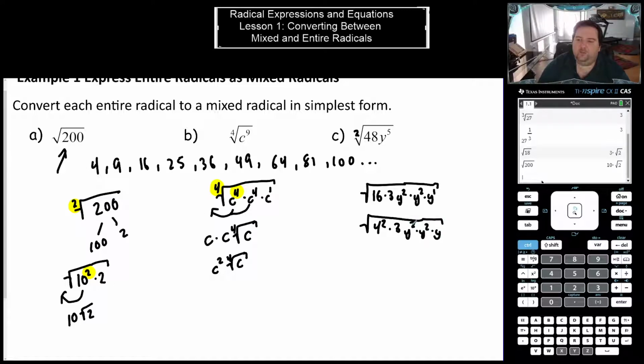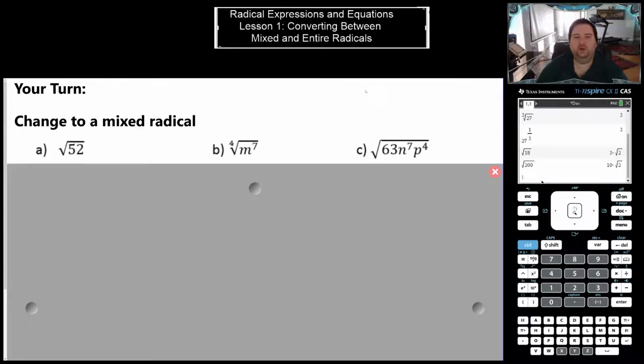Now I have 3 things that are squared, and these things are going to cancel out, right? So I'm going to be able to remove them to the outside. So 4, y, and y. And then in my square root sign, I still have 3y. 4 times y is 4y squared. And inside I still have the 3y. So there we go. Why don't you give it a shot?